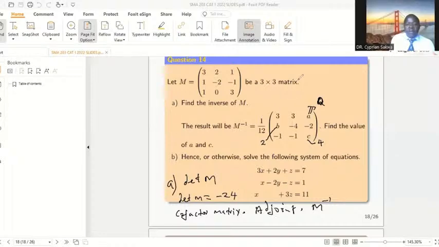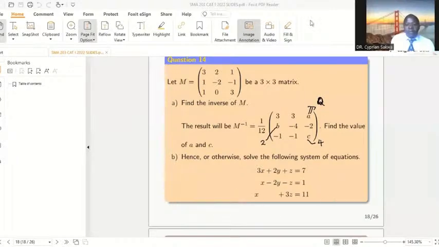And once you find the inverse, the question asks you to find question B. Question A, I know you will follow those steps and find the inverse. What is question B? Once you have the inverse, which is 1/12 into 3, 3, 0, 2, -4, -2, -1, -1, 4, just multiply this by what you have here.